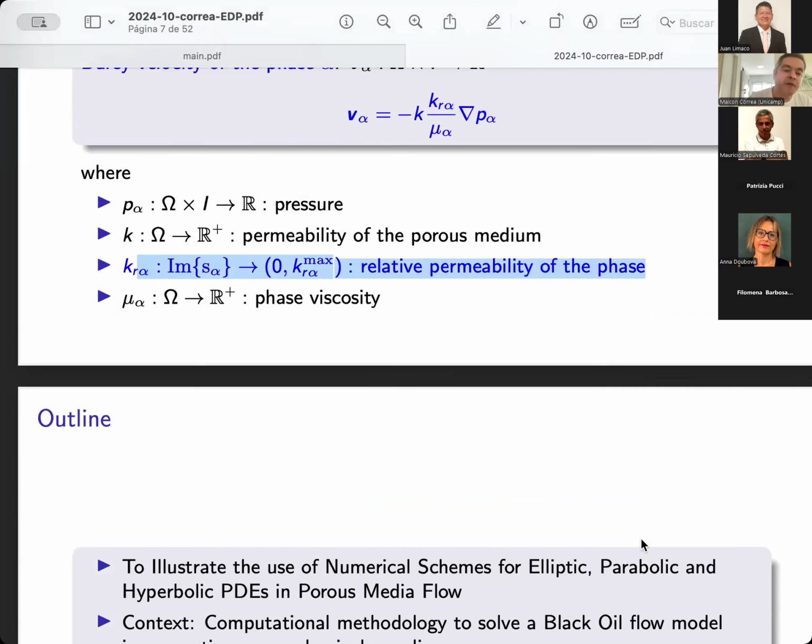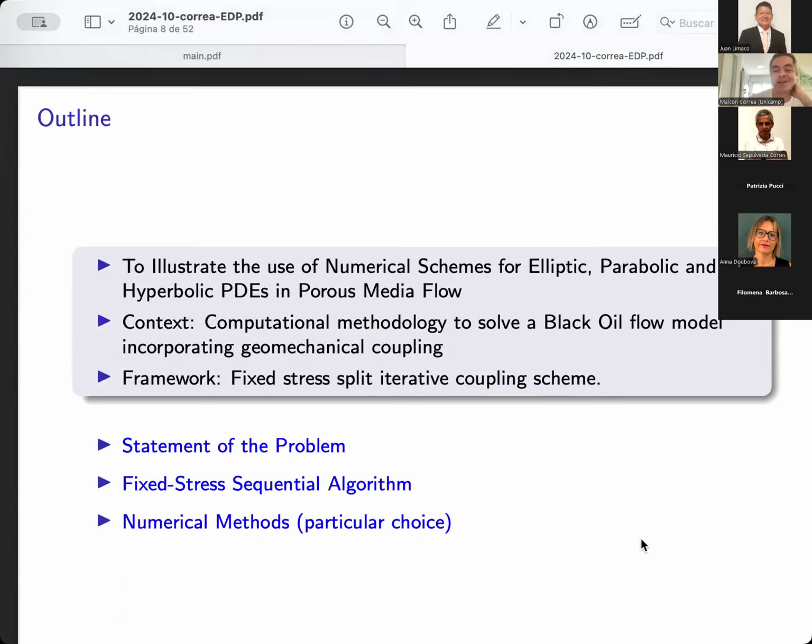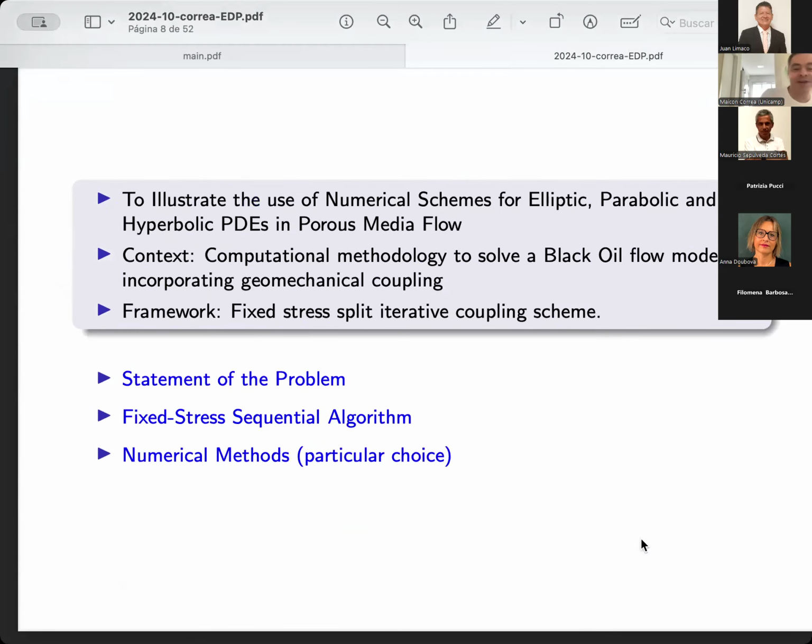Okay. After that, I think it was a long introduction, but I think it's always good to talk about the modeling of porous media flow. And I explained why we are doing this kind of modeling with these average equations. And what I'm going to present now is the use.